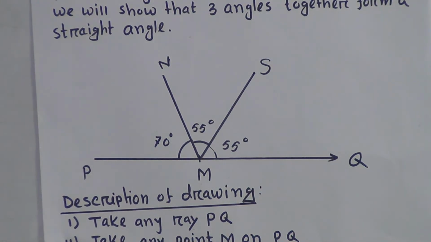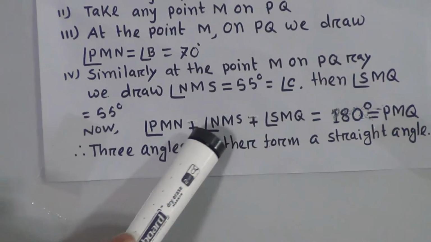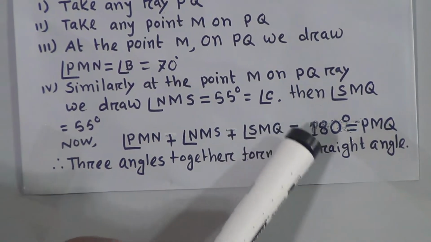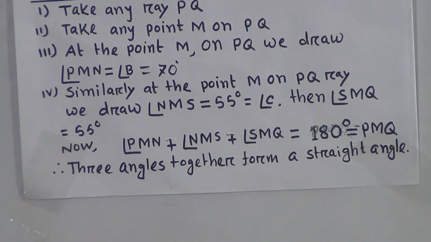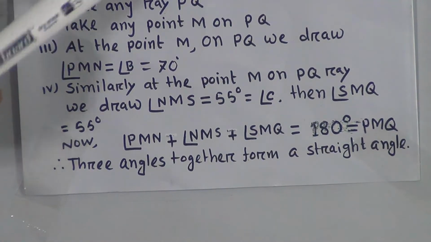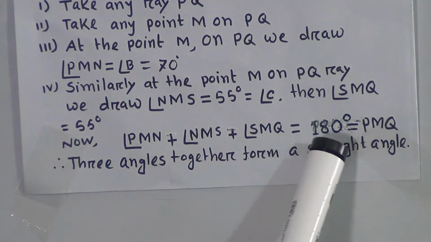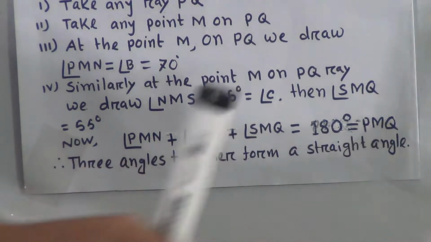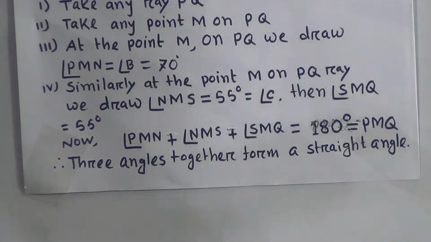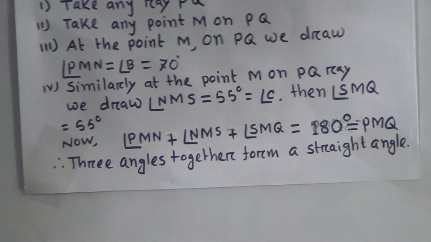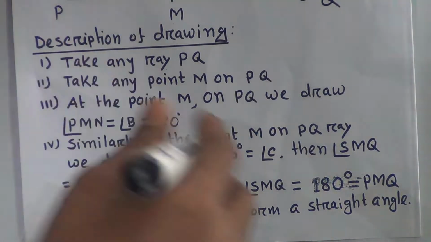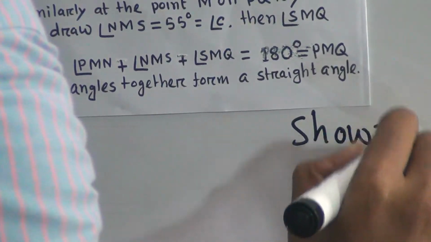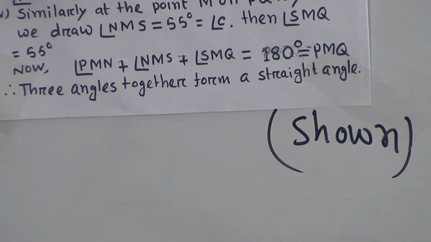Now PMN plus NMS plus SMQ equal to 180 degree, because 70 degree plus 55 degree plus 55 degree, that means 180 degree angle. Therefore, the angles together form a straight angle or 180 degree. Okay, according to the question, you have to write here "shown".